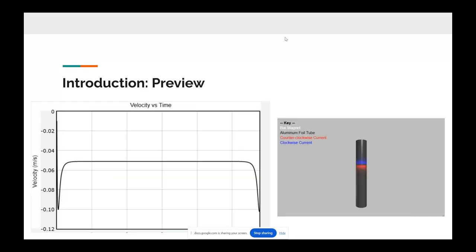Here's a preview of the velocity versus time graph that we used in our computational model. And also, here is a preview of our GlowScript code to show you what actually happened.